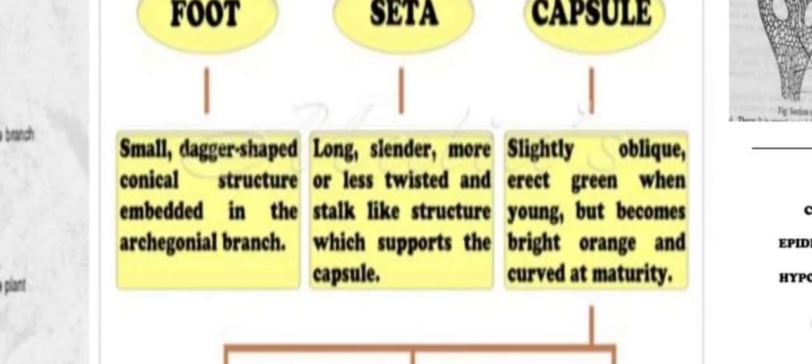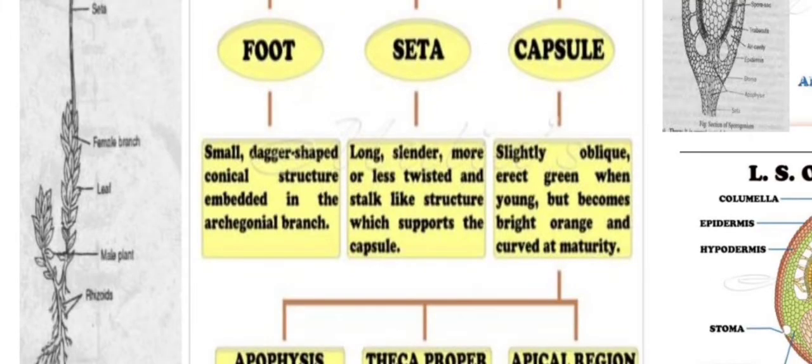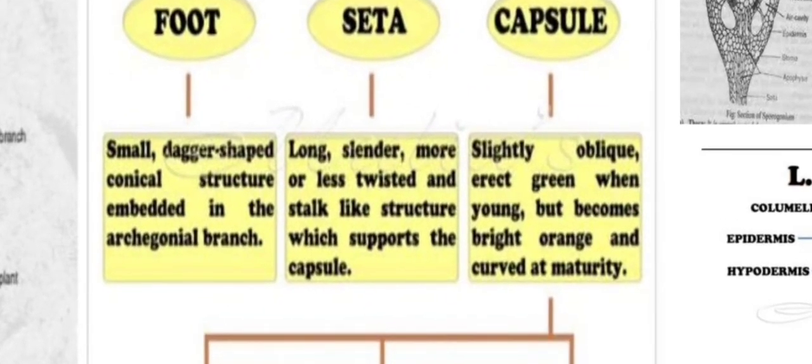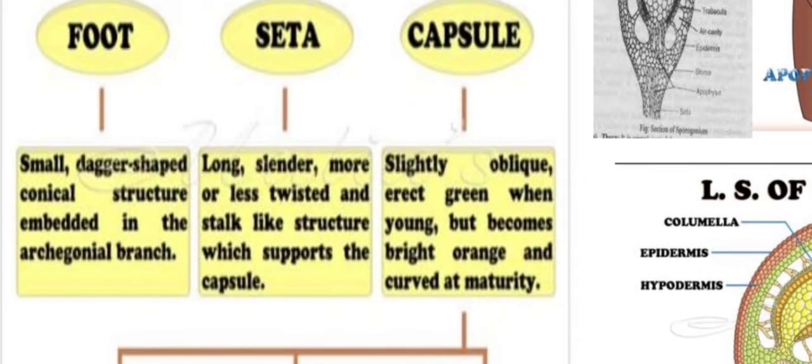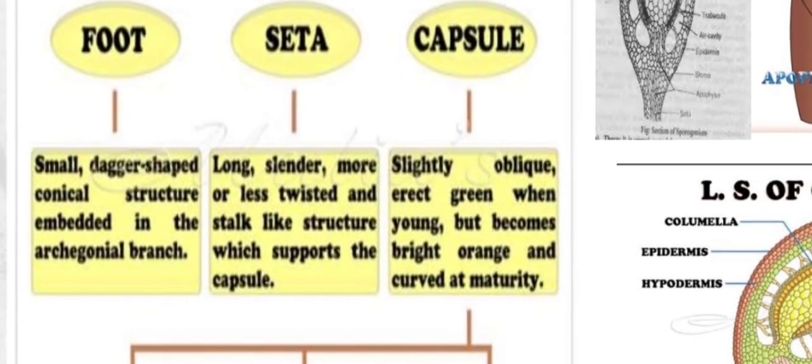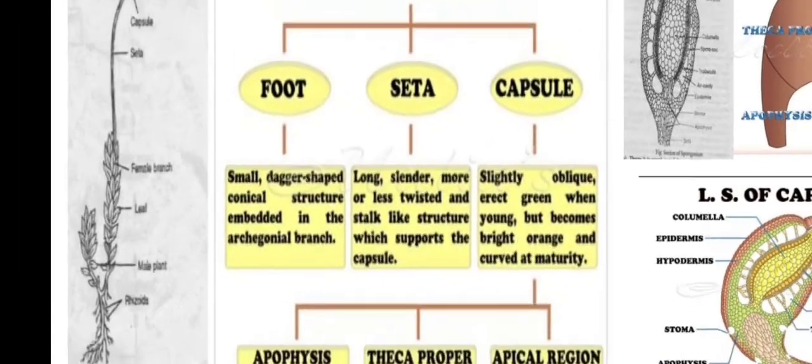Foot is a small dagger-shaped conical structure embedded in the archegonial branch, because the sporophyte is the structure formed by the division of the zygote and it develops on the female branch. Then is the seta. It is a long, slender, more or less twisted, stalk-like structure which supports the capsule. Capsule is slightly oblique, erect, green when young but becomes bright orange and curved at maturity.